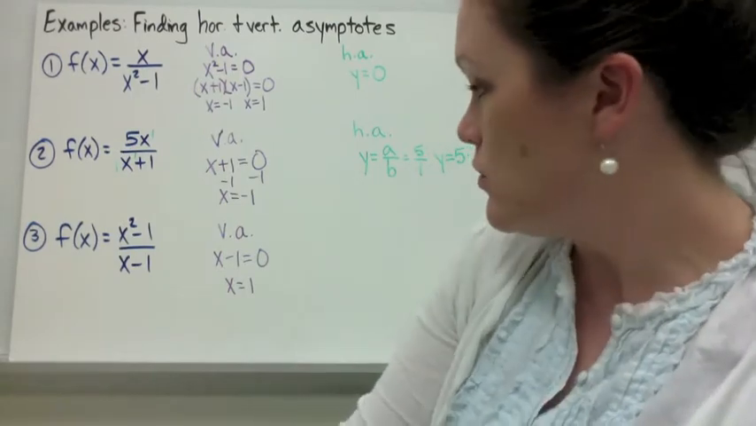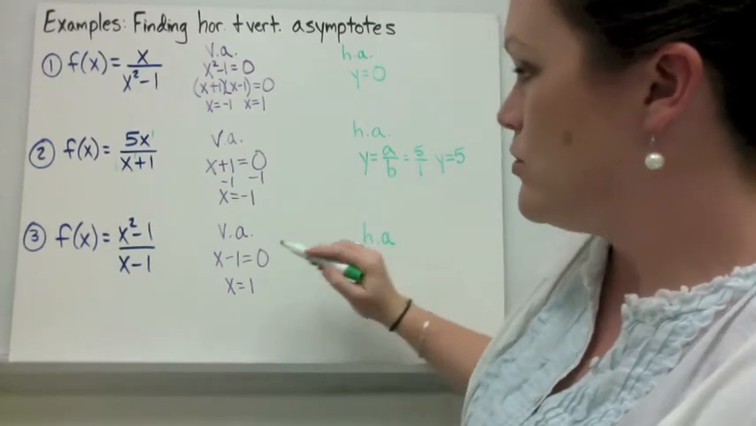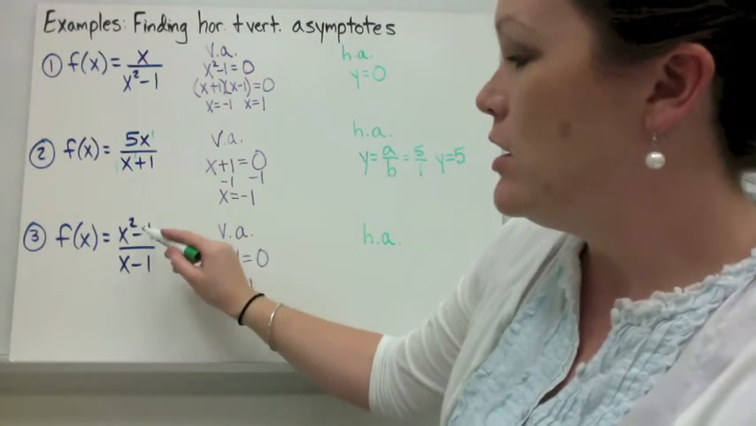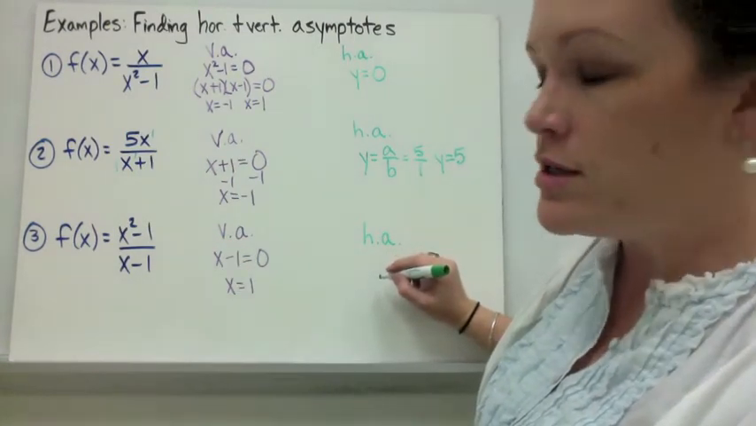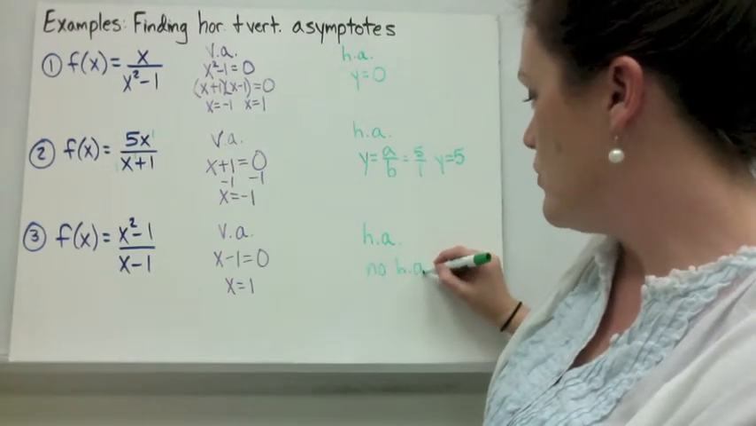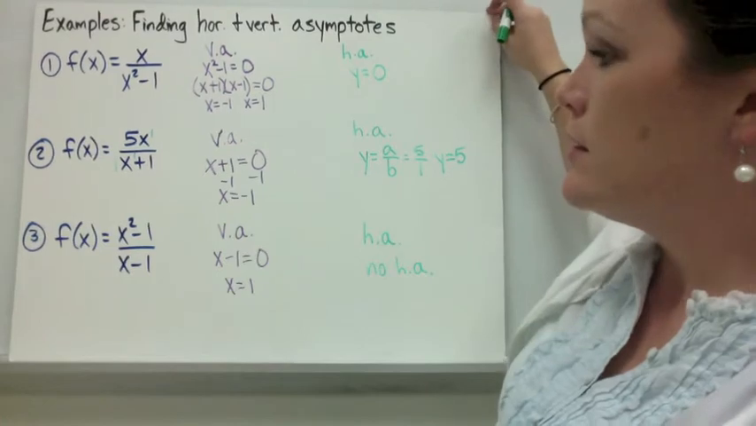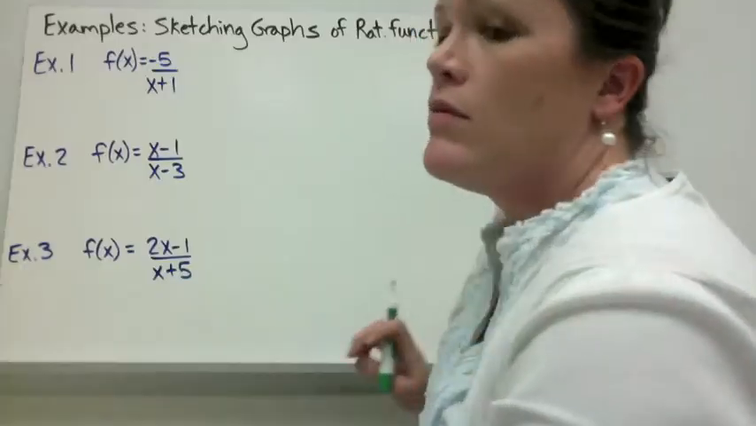And for the horizontal, we would compare the degree in the numerator with the degree in the denominator. Here, if the degree in the numerator is larger than the degree in the denominator, we say there's no horizontal asymptote for those. So let's look at some examples of how to sketch our graph.